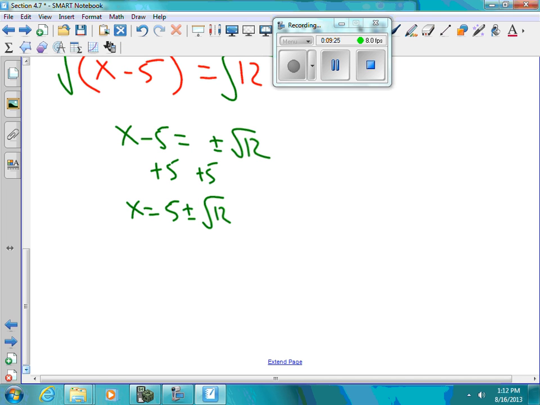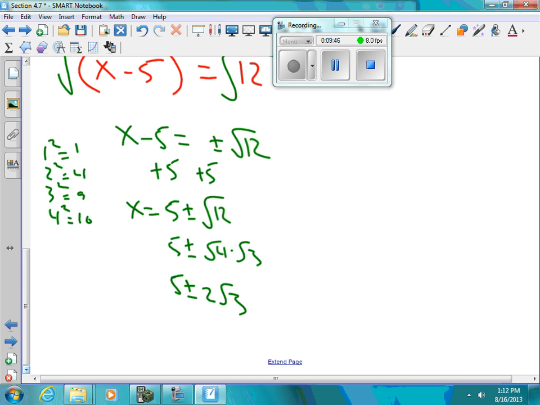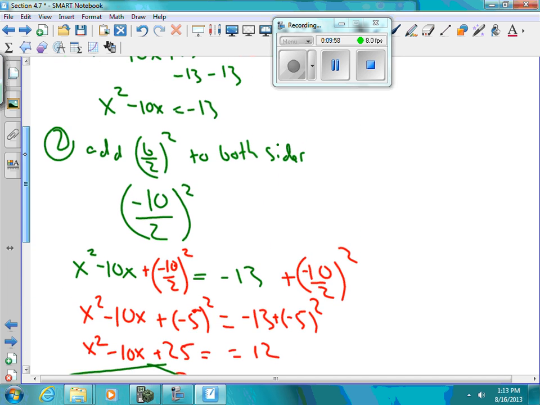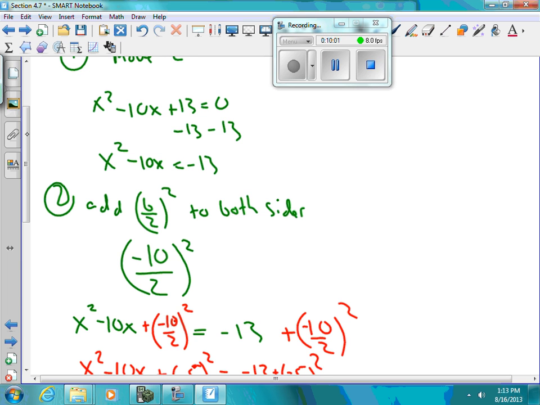Square root of 12, can that be divided by a perfect square? 1 squared, 2 squared, 3 squared, 4 squared, that's 16, 9, 4. I think we've done this one before. I believe 12 can divide by 4. So 5 plus or minus the square root of 4 times the square root of 3, or 5 plus or minus 2 square roots of 3. We have just solved this equation by using completing the square. Now, do we all just take our word for it? Remember, plug it back in. What's the original equation? X squared minus 10x plus 13.